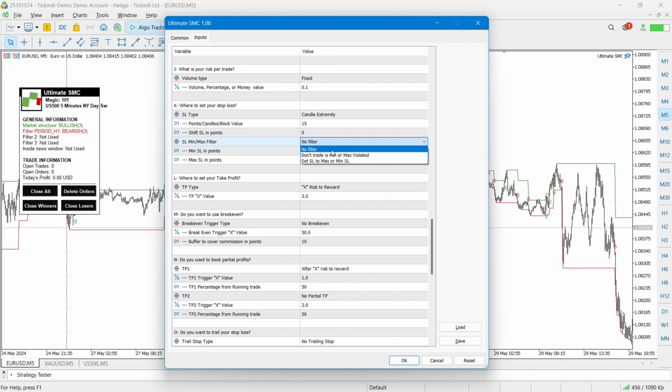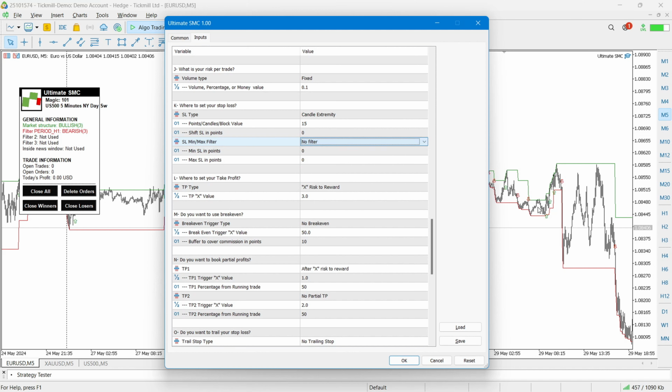If your stop loss does violate the minimum and the maximum you have set, well, you don't trade, you don't take the trade. Or you can simply, if it is violating the min or max, set back those minimum and max values into your trade. This is very helpful when you are trading with blocks.